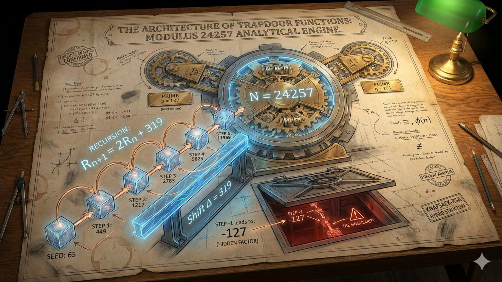It's geometric. It is, and it shows that if you know the offset, the 319 and the C, the 65, you can instantly break the encryption. You don't need to factor 24257 by trial and error. You just do the math, run the sequence backward, get minus 127, and you have the key.